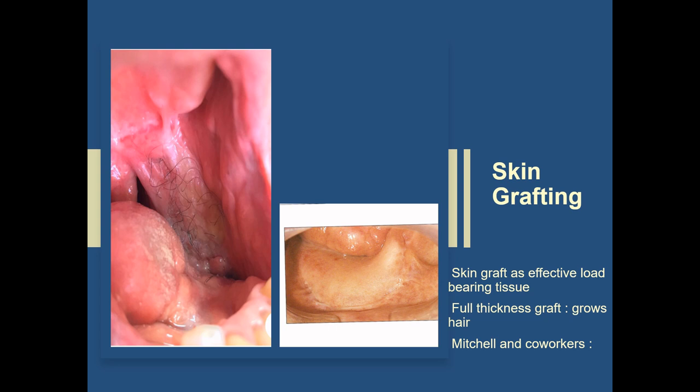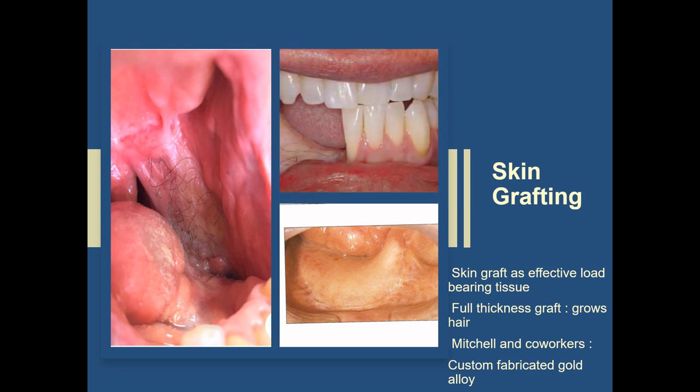So if skin grafting is planned without additional connective tissue grafting, every effort should be made to utilize split thickness graft so that we can avoid incorporation of hair follicles into the graft. And also the dental implants used in the sites of grafted skin can create several problems, as the skin cannot tolerate the titanium surface of implant abutments and the reaction may be severe. So Michel and co-workers recommended the use of custom fabricated gold alloy components in order to solve this chronic irritation problem seen when the titanium penetrates the skin graft.